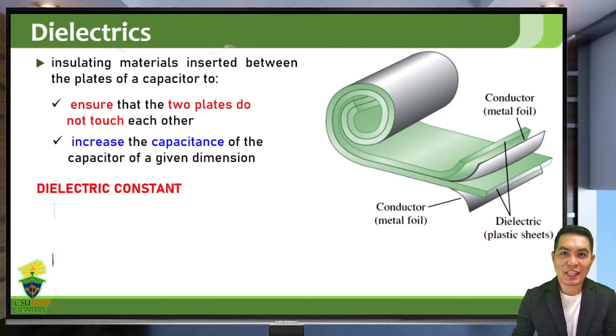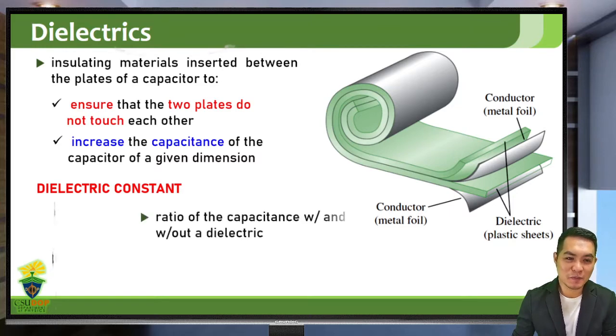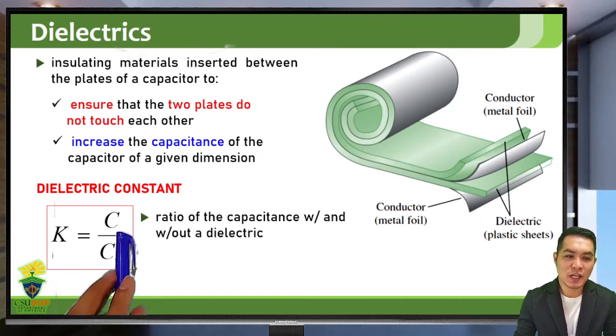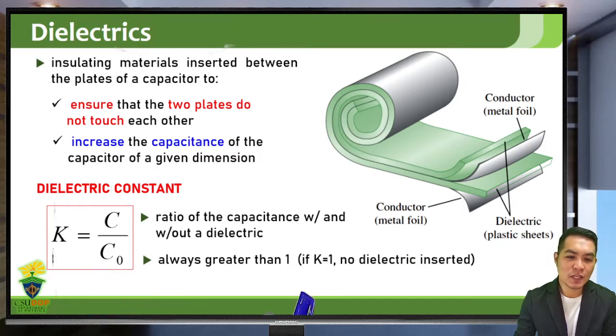So a dielectric has a property called a dielectric constant. It's essentially the ratio of the capacitance when you place the dielectric and the capacitance when there is no dielectric. That ratio is given by K. So K is the ratio of the new capacitance, the capacitance with dielectric, and the original capacitance without the dielectric, the capacitance in vacuum. This value is essentially always greater than 1. If K is equal to 1, then that only means that there is no dielectric inserted.